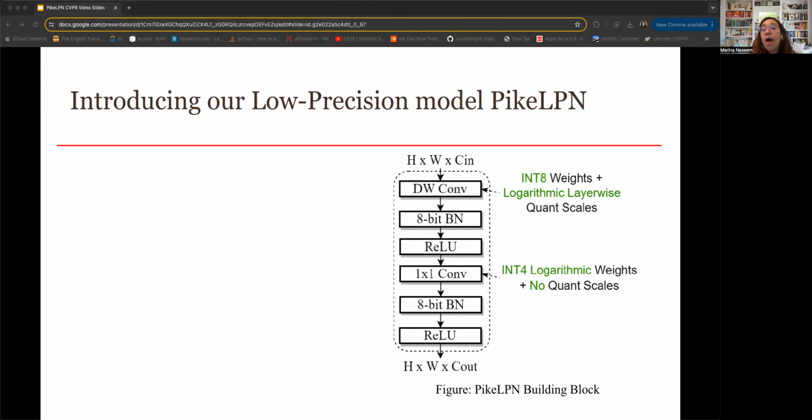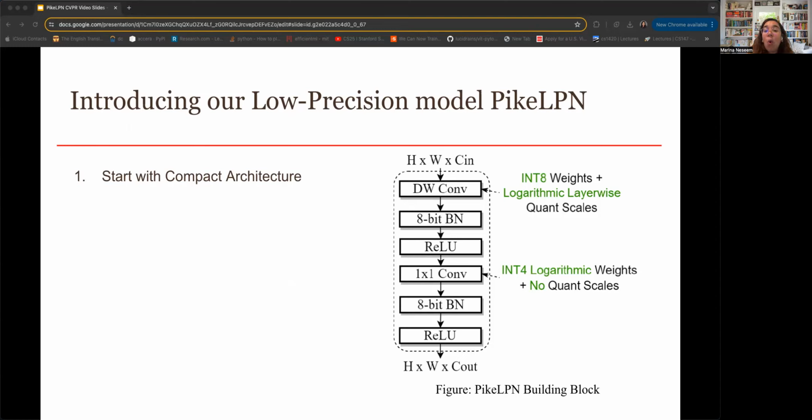Next, guided by our ACE-V2 metric, we design a novel family of low-precision efficient models. We start with a simple MobileNet-like architecture. The main building block has a separable convolution layer, which consists of a depth-wise layer and a point-wise layer with some activation and normalization layers in between.